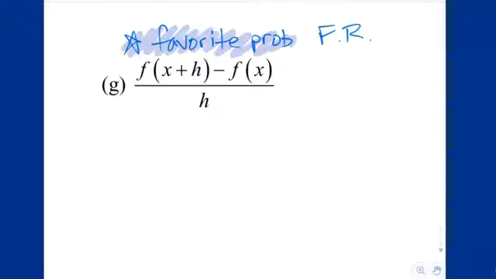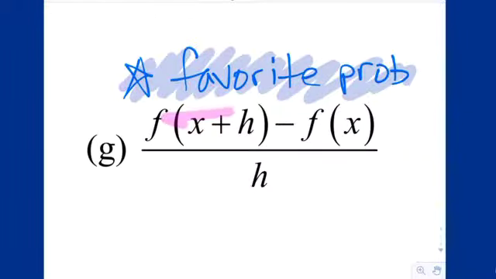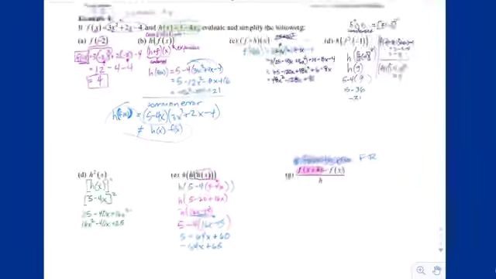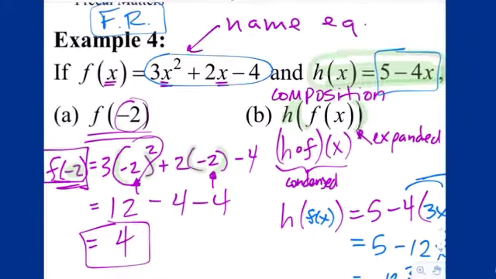So this says f of x plus h minus f of x, all divided by h. We need to set this up, then simplify it, okay? So how are we going to set it up? Well, the first term in the numerator is f of x plus h. And so if we retreat back to where we were yesterday, we saw that f of x is 3x squared plus 2x minus 4.